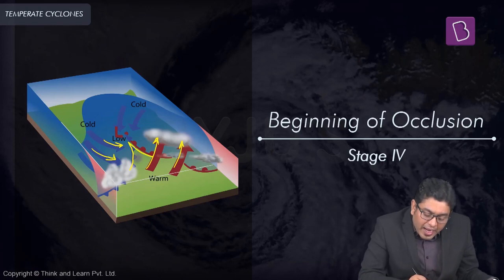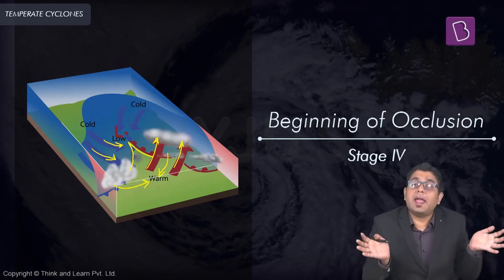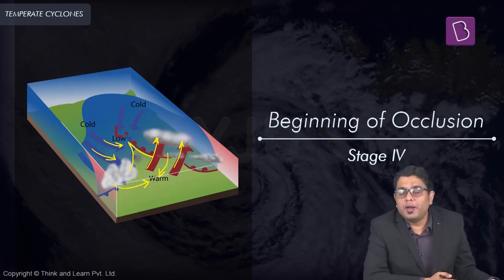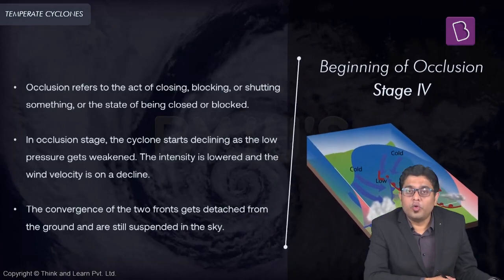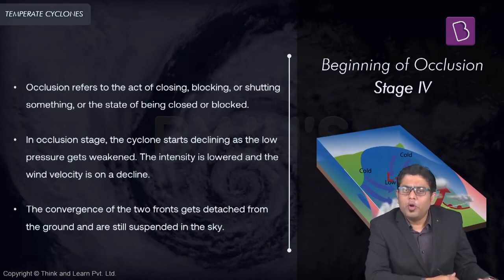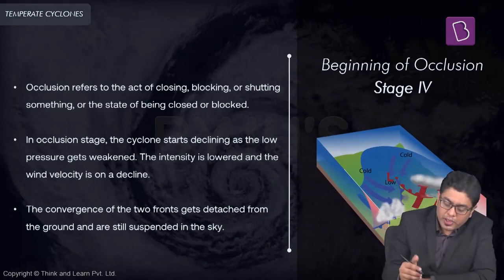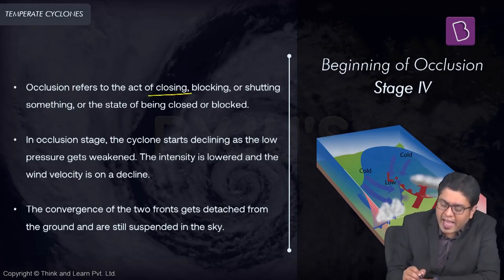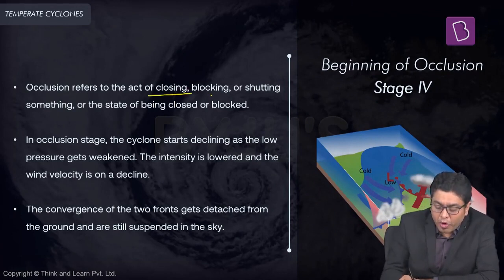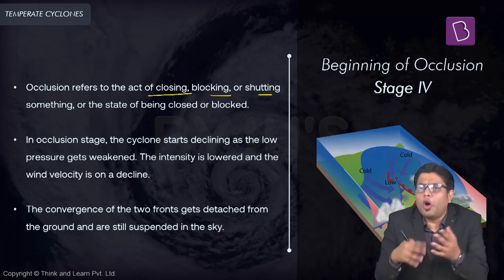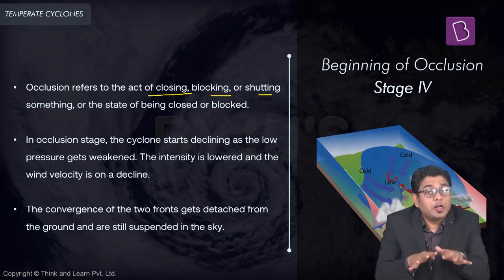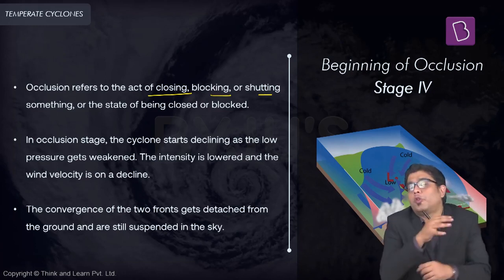And on the ground, this warm region is being encapsulated and enveloped on all different sides by this colder air body or the colder air mass. So, when you talk about occlusion, occlusion refers to the act of closing, blocking, or shutting something, or being in the state of being closed or beginning of closure.